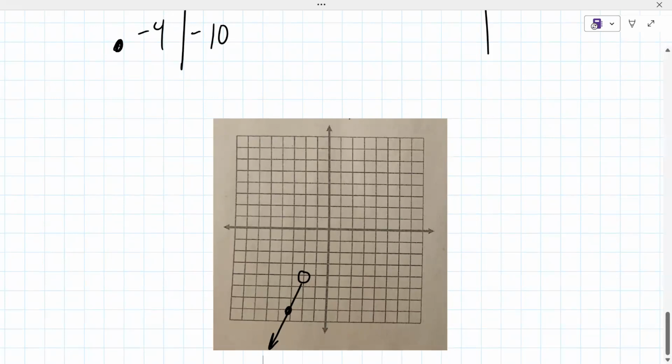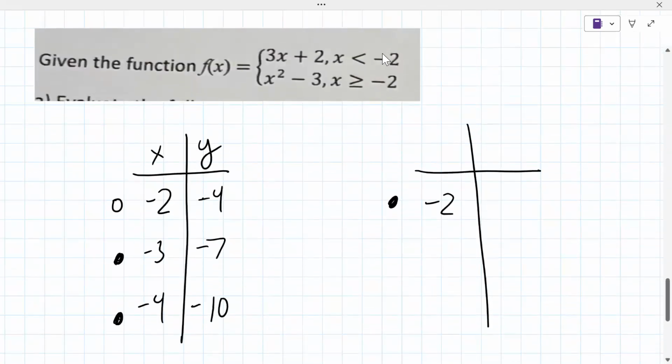Why did I put an arrow this time, which I may or may not have done previously? Any idea on that? No, I don't know. So, less than -2 means left forever.